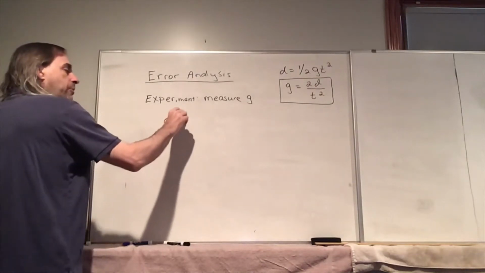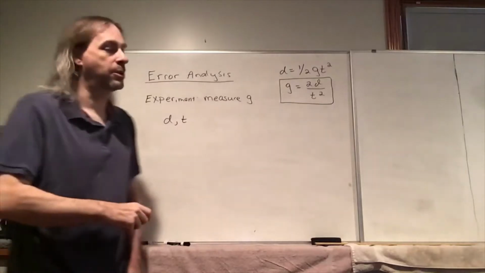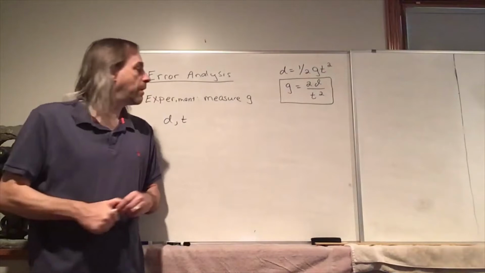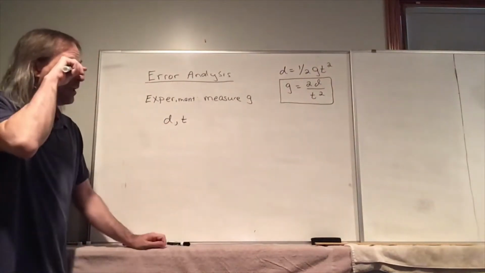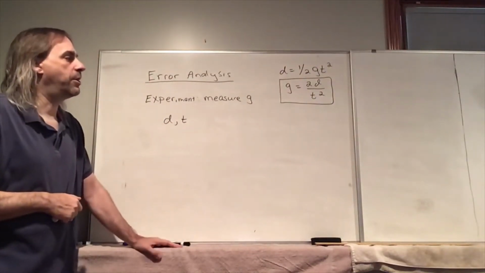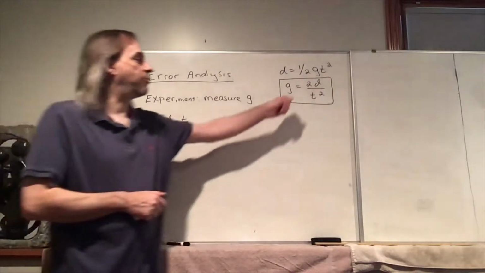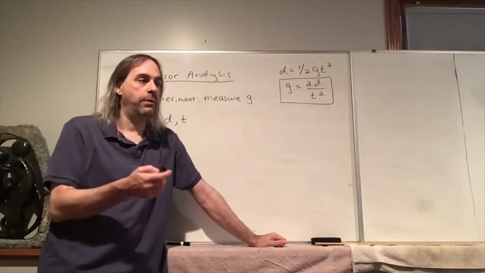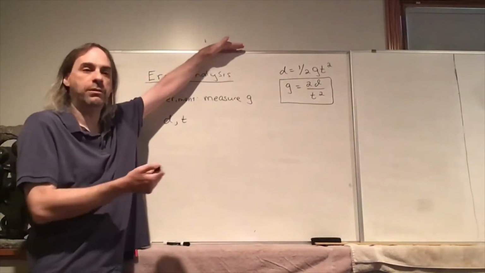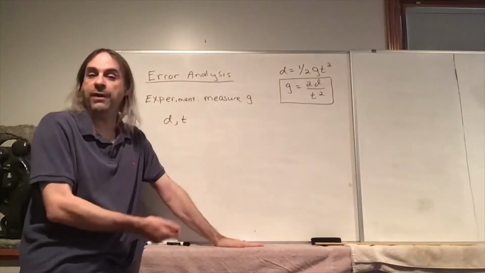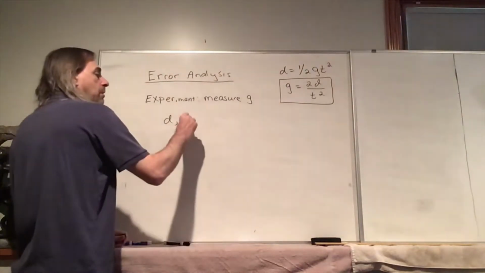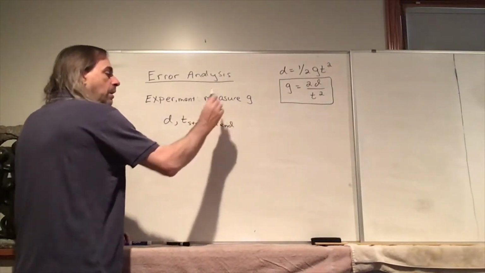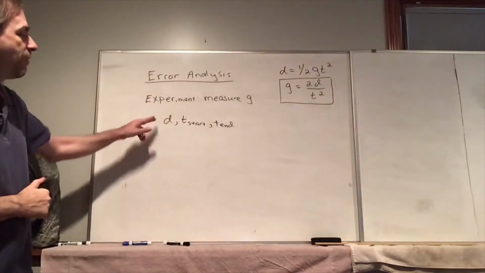It looks like we're measuring D and the time as well, and there will be errors associated with those measurements. So there will be a measurement in D and a measurement in time. Actually, I would argue there's kind of two errors when it comes to measuring time, because we have to start the stopwatch right when we drop it, we have to hit start, and then when it hits the ground, we have to hit stop. So let's call this T start and T end.